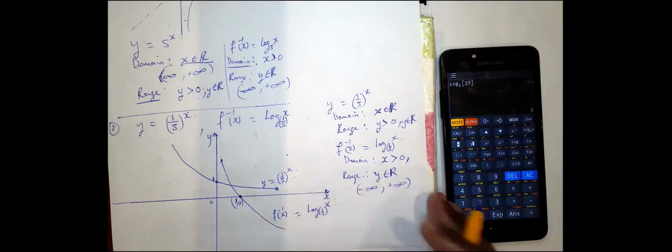That's what I'm talking about here. So this is what you need to understand in terms of your inverse functions.